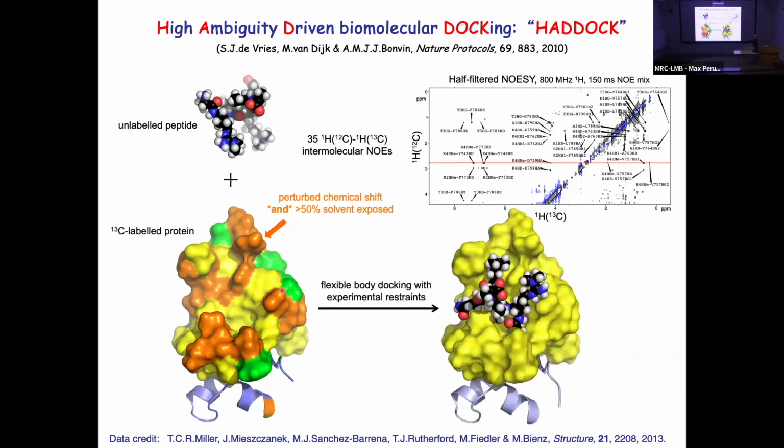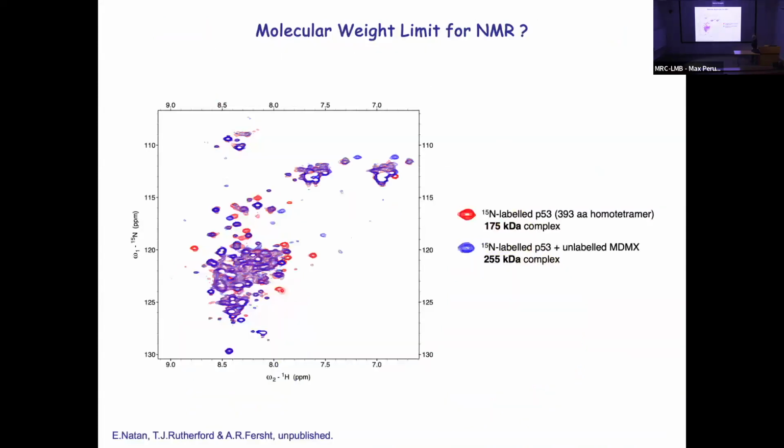And you can then put all of those restraints, the chemical shift perturbations and the 35 NOEs in this case, with a flexible body docking procedure and get a good model of the complex.